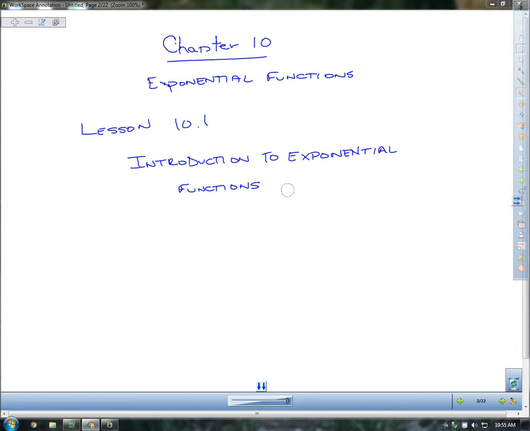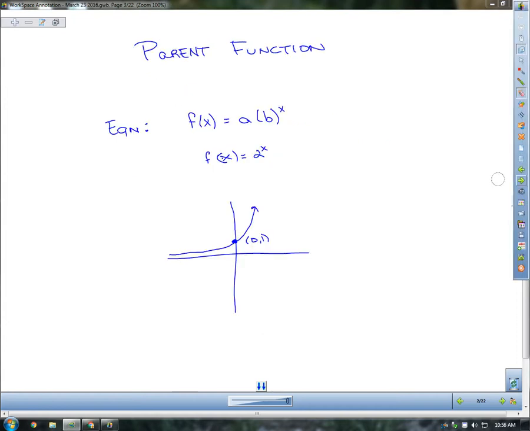Now, looking at some different documents that I have, it looks like the EOC will have 6 questions out of 62 that have to do with exponential functions. So we're talking about a few questions here, so we need to make sure that we understand what's going on. Okay, so today we're just going to cover the basics.